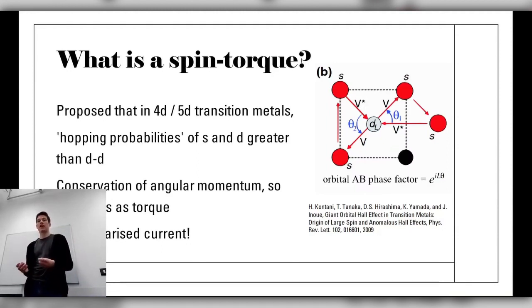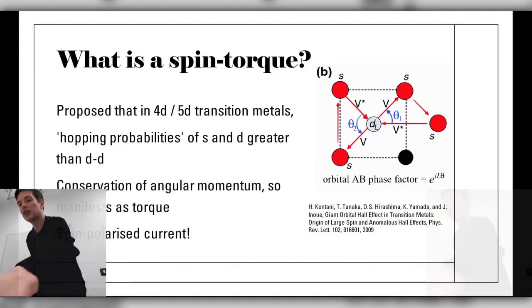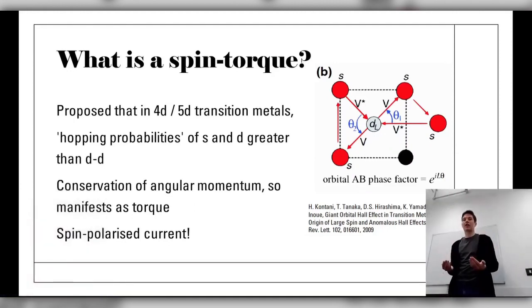Now, it is proposed that in 4d and 5d transition metals, so platinum, palladium, tungsten, rhodium, and others, you have hopping probabilities of your electrons between the s and d orbitals which are greater than the hopping probabilities of a d to d orbital hop. If you remember back to basic chemistry, the difference between the s and the d orbital is the orbital angular momentum. Because of conservation of angular momentum, this manifests itself as a generalized torque, which lets us have a spin polarized current, which can then be injected into another layer.